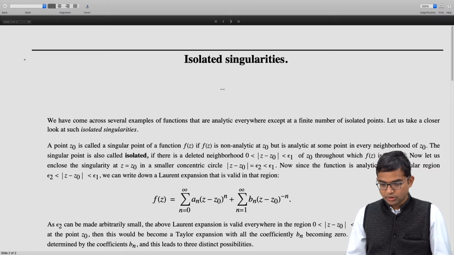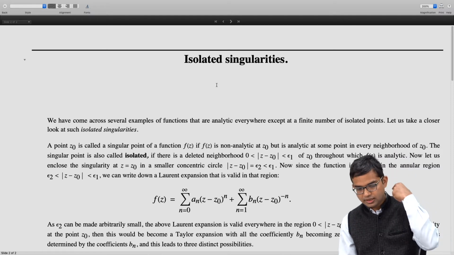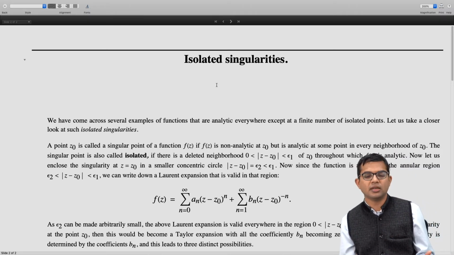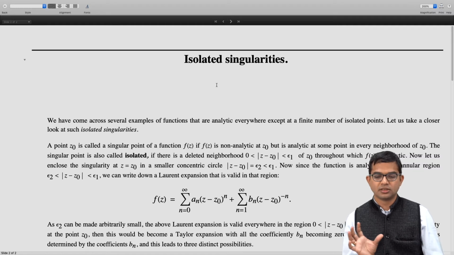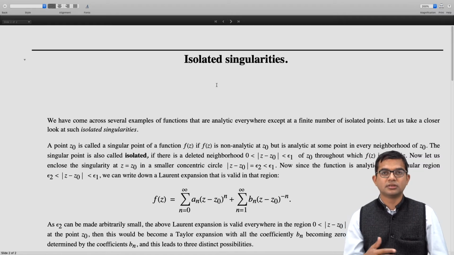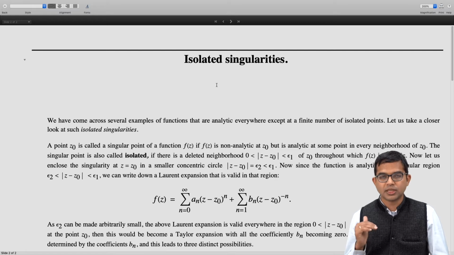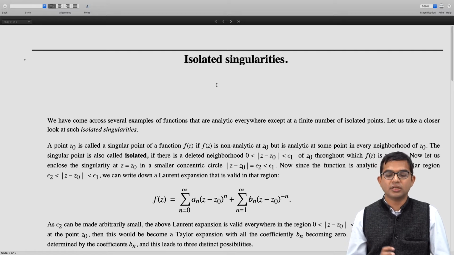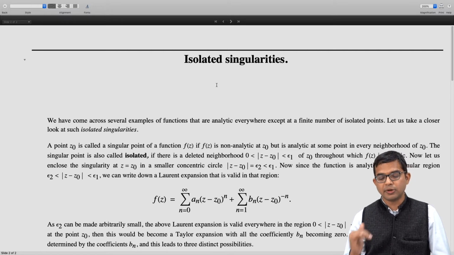Now if you are able to write down a Laurent expansion of this kind, the nature of the singularity is determined by these coefficients bn. The an are the regular part, so information about the regular part is contained in these coefficients an, but bn carry information about the nature of this singularity. Depending upon what kind of set of coefficients bn you have, there are three different cases, and it's useful to look at these three cases in some detail.